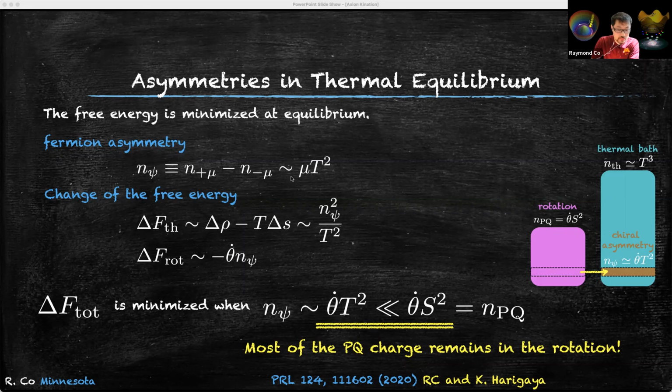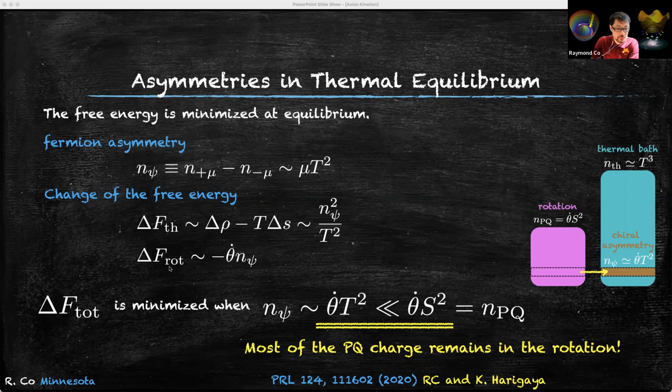All right, so let's work through this with simple arguments using free energy in the equilibrium state. For the fermion asymmetry, the formula is given by the number density of the fermion minus the number density of the anti-fermion. The expression is mu times T squared, where mu is the chemical potential of the bath. We know that in thermal equilibrium the free energy of the system must be minimized. So what we're looking at now is the change of the free energy of the thermal bath once we create some fermion asymmetry. The standard thermodynamic formula tells us that it is n_psi squared, this asymmetry number density squared, divided by T squared.